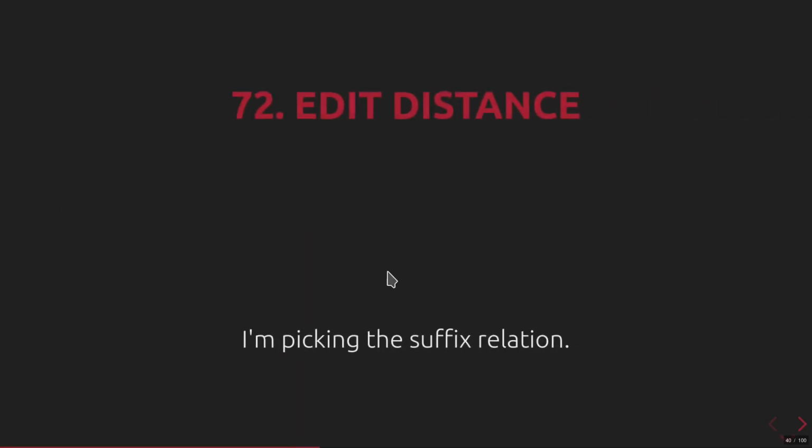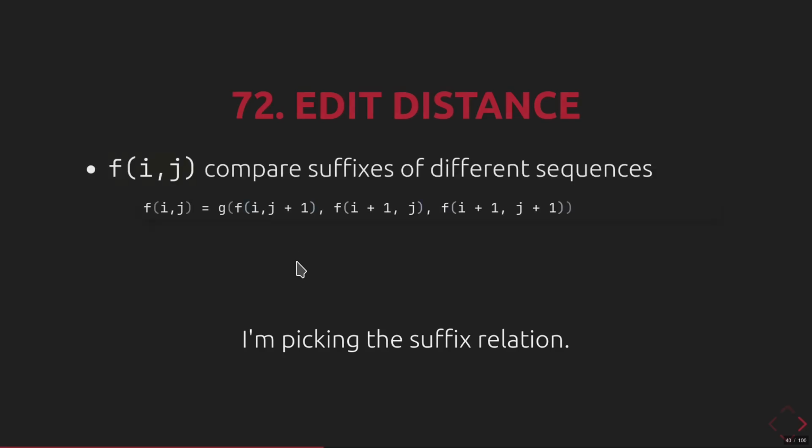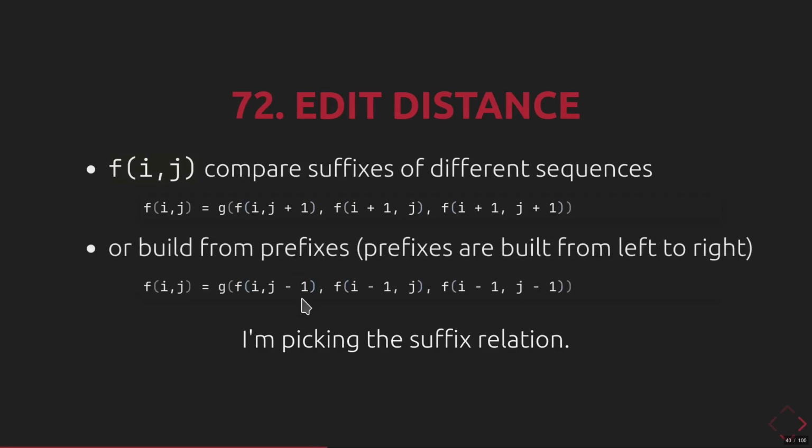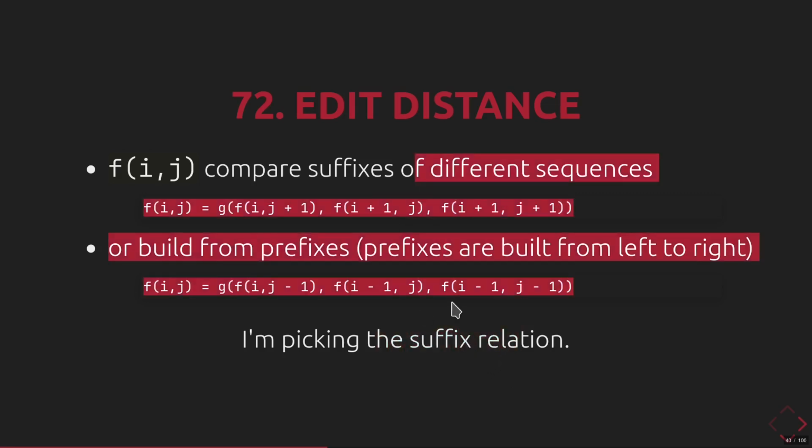All right, so the first one is edit distance. And what pattern is this? Which one is it? Well, it is the one where we compare suffixes of different sequences. You could also compare the prefixes if you want, but if you can match the recurrence relation, that's really good.